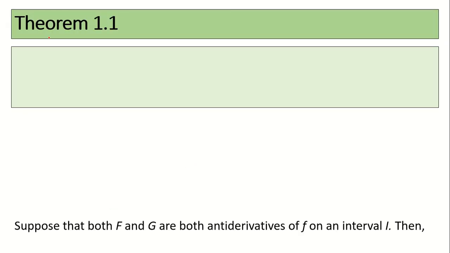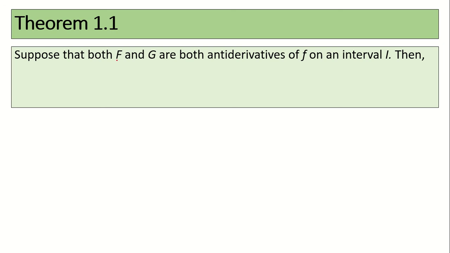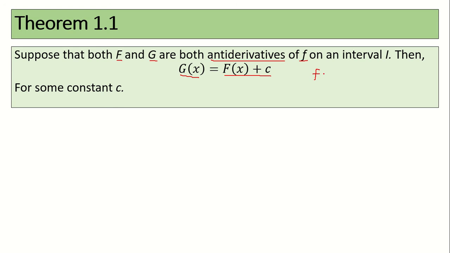Theorem 1.1 says that suppose that both capital F and capital G are both antiderivatives of small f on an interval I. Then, capital G of x is equal to capital F of x plus c for some constant c. Okay, ang ibig sabihin lang yan, itong capital G of x ay antiderivative din ng function na small f. Kasi itong capital F of x, meron lang siyang plus c. Okay?